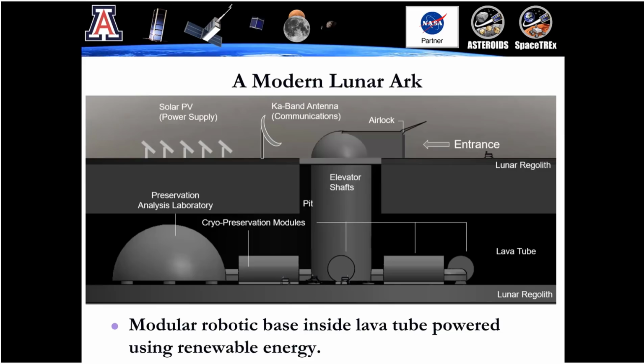So here's our concept of a Lunar Ark. The Ark would be embedded within a lava tube and consist of a series of cryopreservation modules where the actual seeds and eggs will be stored. And these modules each will be 10 meters in size and be interconnected and be running along the lava tube. In addition, we'll have preservation and analysis laboratories that will periodically take samples of the cryopreserved seeds and eggs and test them out to look for integrity and problems.